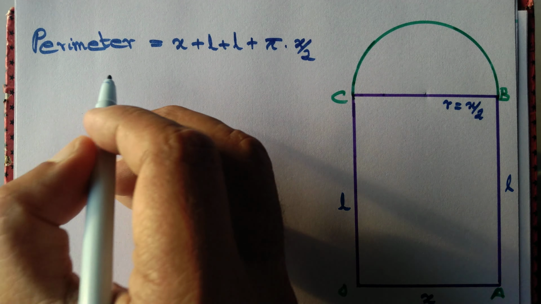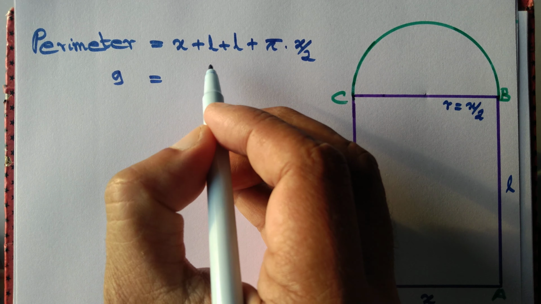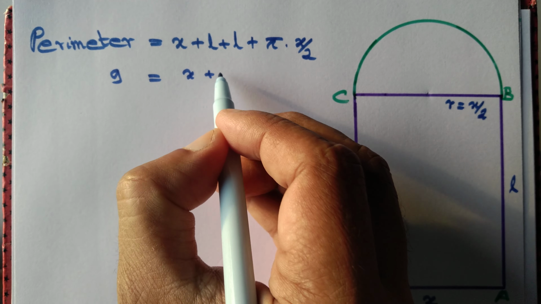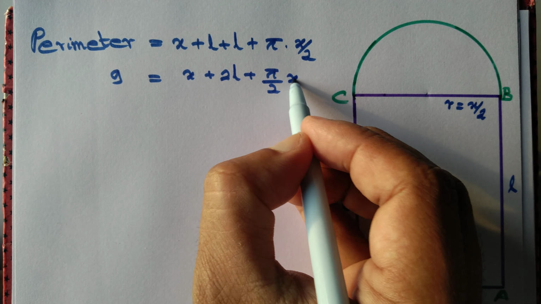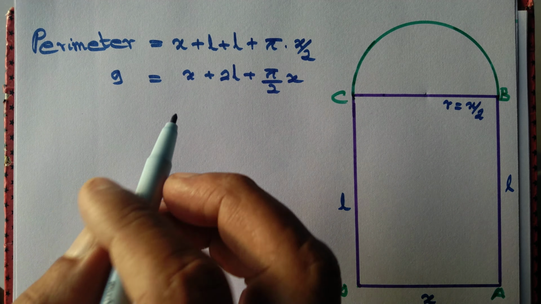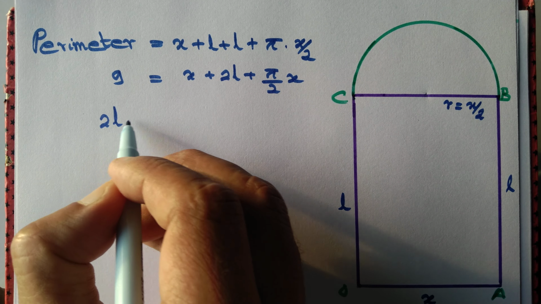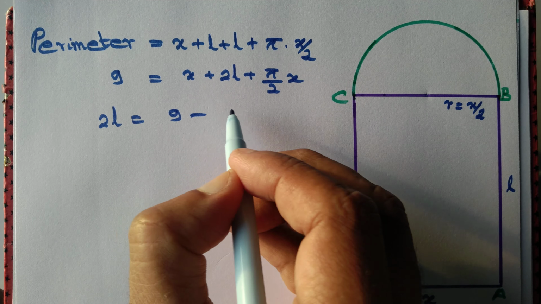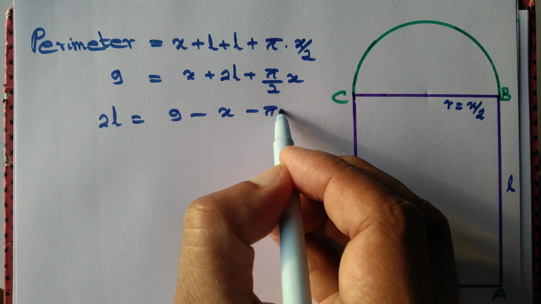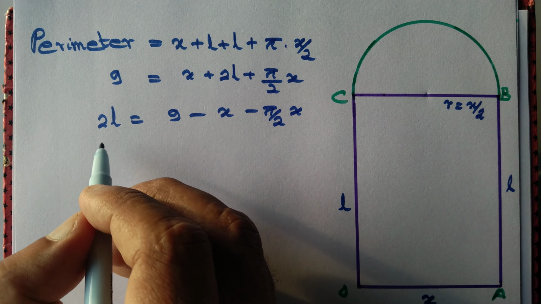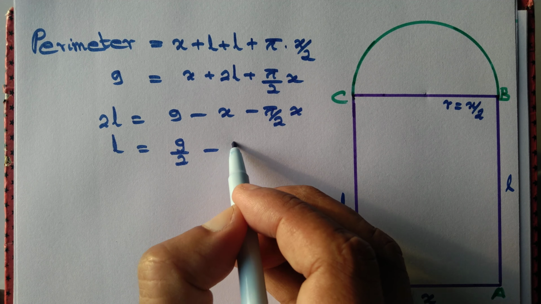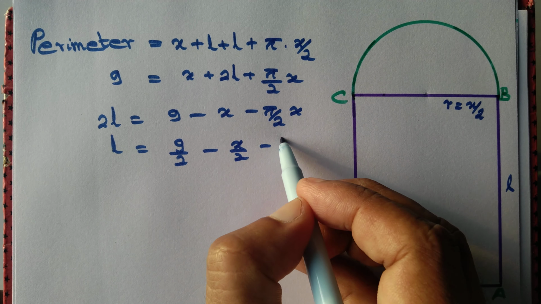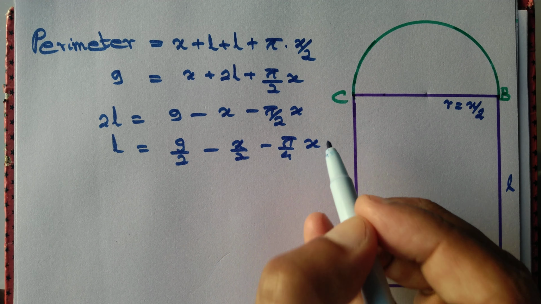And we want to make sure that the perimeter is equal to 9 units, so x plus 2L plus pi by 2 x equals 9 units. Can we solve for L? Of course, 2L equals 9 minus x minus pi by 2 x. So L equals 9 by 2 minus x by 2 minus pi by 4 times x.